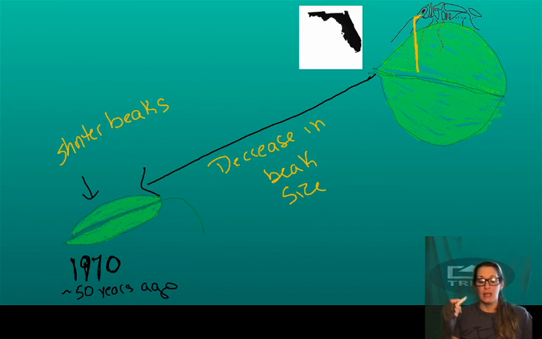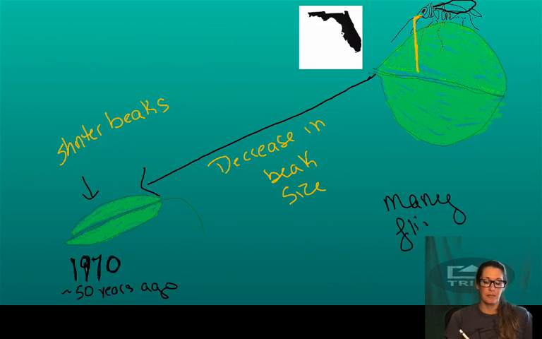Another thing that they're seeing is that the original soapberry bugs could fly. They could fly, that's a wing. But now, many, many are flightless. So in addition to adapting to feeding on the smaller seed pods, they've also lost their ability to fly.